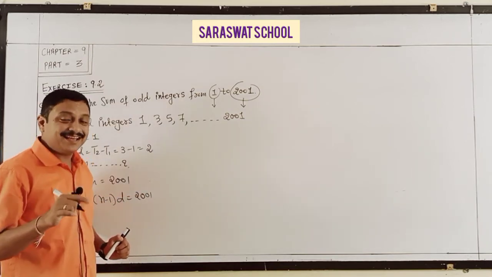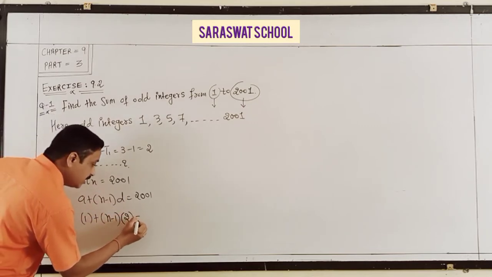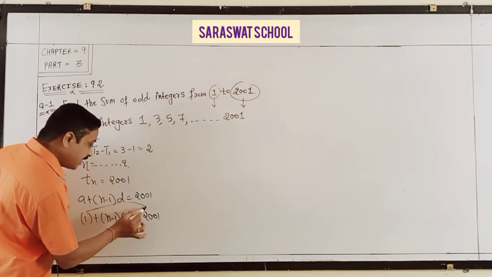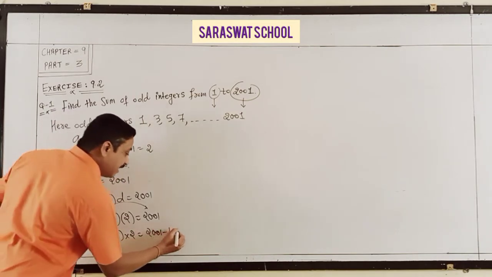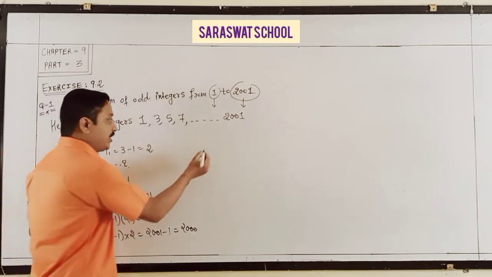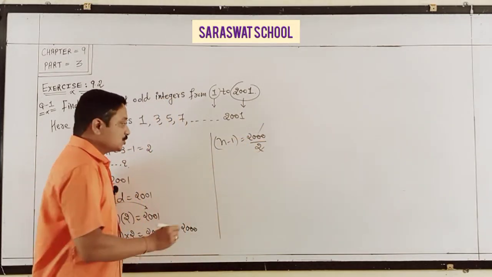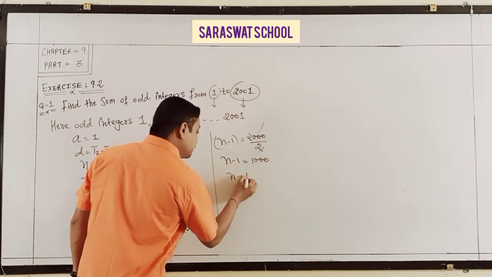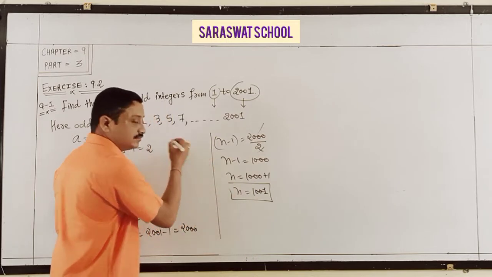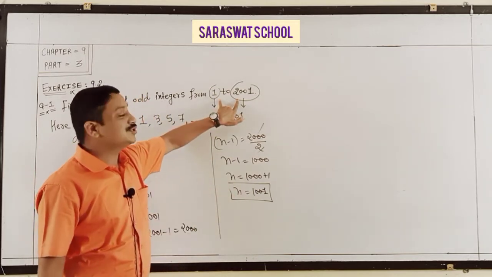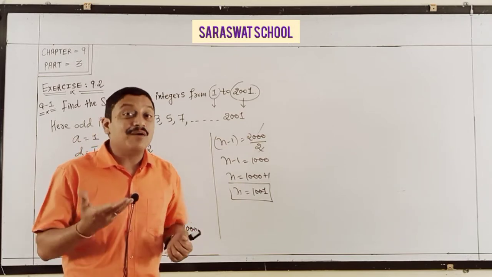Now put in a and d and find n. A is 1, (n minus 1), d is 2, and here 2001. Now I carry this to the right side, so (n minus 1) into 2 equals 2001 minus 1, which is 2000. Finally, n minus 1 equals 2000 by 2, which is 1000, so n is 1000 plus 1, which means 1001. So from 1 to 2001, how many odd numbers? 1001.